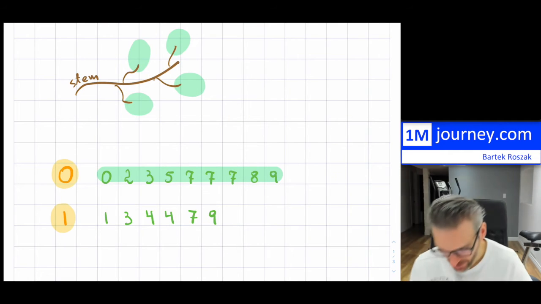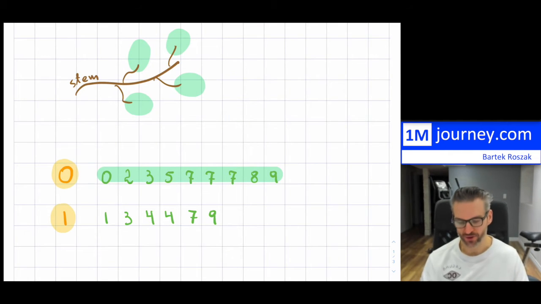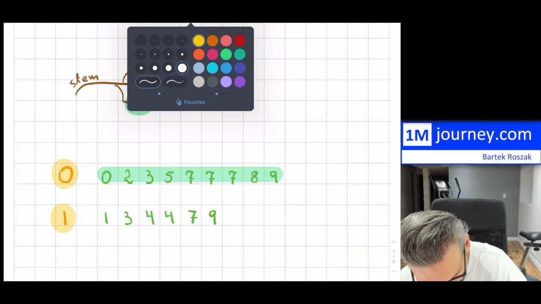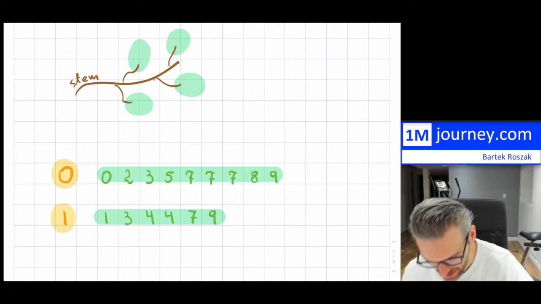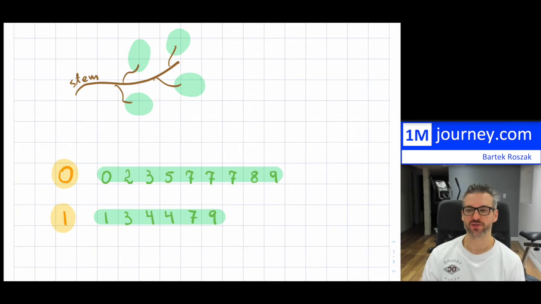Again, notice that your stem is the 1, so that's your leading 1, and then you have all your leaves which are associated with that particular stem. What that means is that these are all the digits. So for example, 1, 1 means 11 is there, 13 is there, 14 is there, 14 again, 17 and 19. So that represents your data.